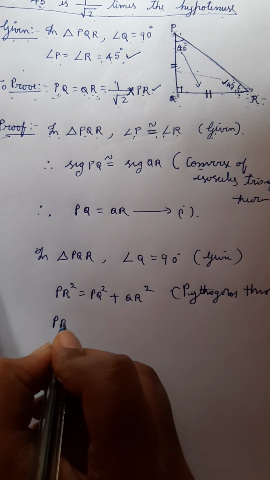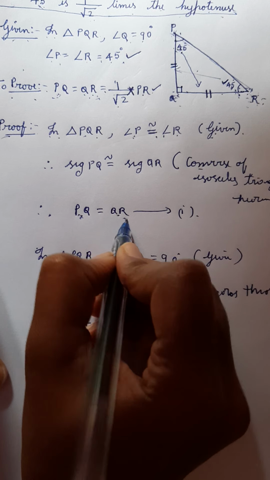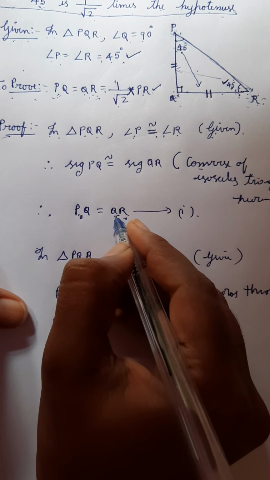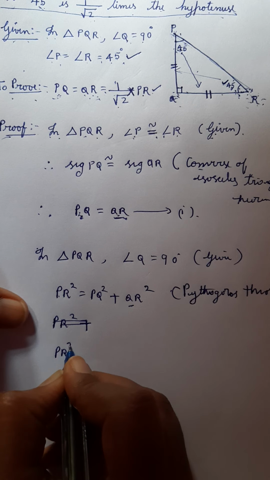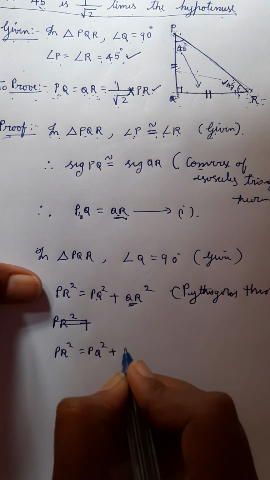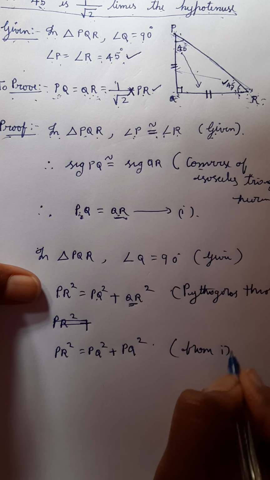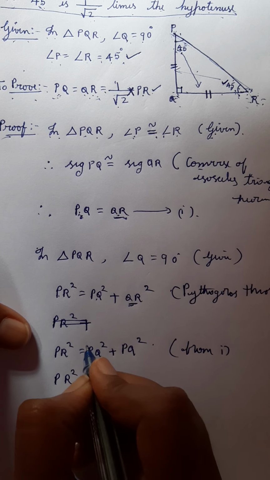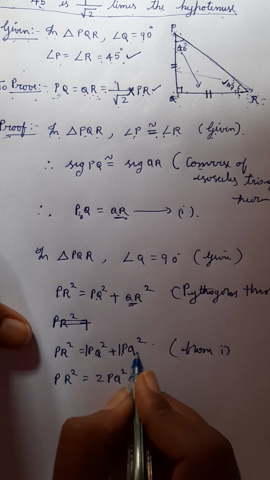Therefore, here PR square is equal to PQ square plus QR square, and here PQ is equal to QR. Both are equal measure, right? So in the place of QR, we can write PQ. Is it? Instead of QR, we can write PQ. So PR square is equal to PQ square as it is, plus instead of QR, I will write PQ square. So what happens from equation 1? Next step, therefore PR square is equal to 1 plus 1, 2 PQ square. PQ square is the like term.